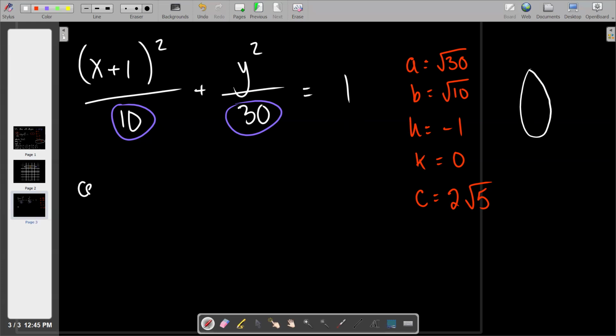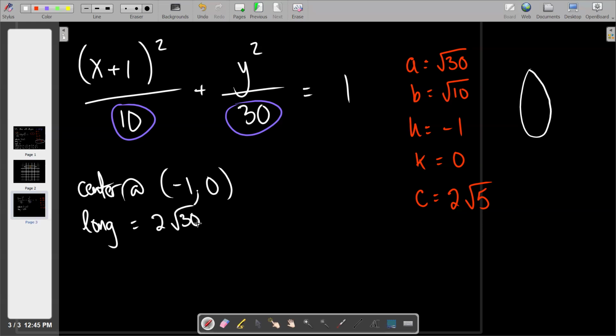Center. -1, 0 is perfect. I think length of major axis is next, right? What's the long? Yeah, it's 2 root 30. Well played. So again, I'm trying to get us out of our comfort zone because we really like it when the long axis is 20 or 12, but here it is what it is. What's the short axis? 2 root 10. Nice.